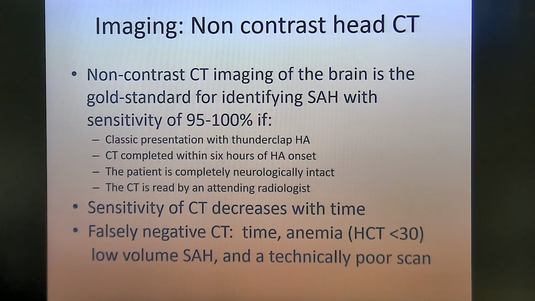Non-contrast head CT is the gold standard for diagnosing patients with an acute bleed from a subarachnoid hemorrhage. It is pretty sensitive, though there are situations which can lead to false negative CTs.